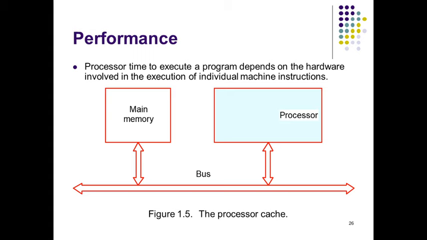Here, the processor time to execute a program depends on the hardware involved in execution of individual machine instructions. As you can see in this figure, which includes the cache memory as part of the processor unit. Let us examine how the flow of program instructions and data between the memory and processor is performed.